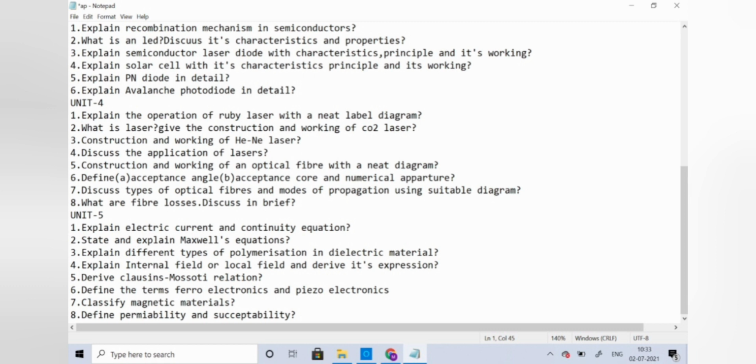So next, second question, what is laser? Give the construction and working of CO2 laser. Yes, if you learn about the laser, it is very easy, and unit 4 is very small. If you learn 8 questions, it will be enough for that unit.